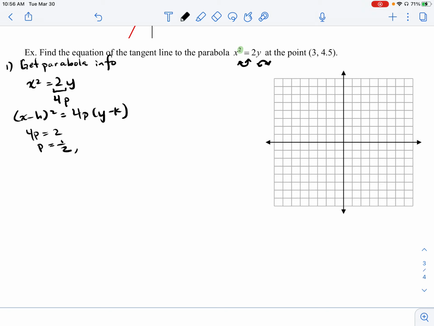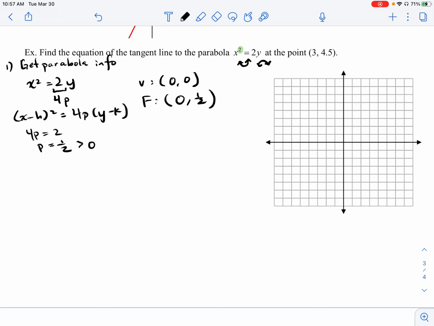Since this p-value here is positive, it's greater than 0, I know that my focus is going to be above my vertex. So based on the standard form equation that we have here, ask yourself, where is my vertex? Well, I see that both h and k are equal to 0, so my vertex has to be at the point 0, 0. And since my p-value is positive, I know that my focus is going to be above my vertex vertically. So this is going to be 0, 1/2.